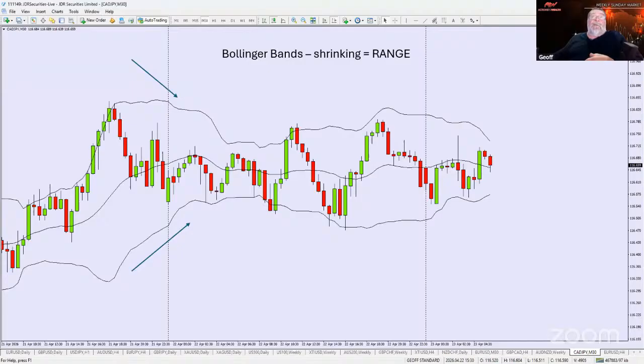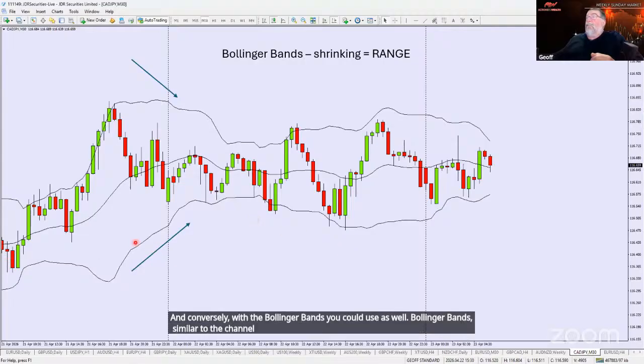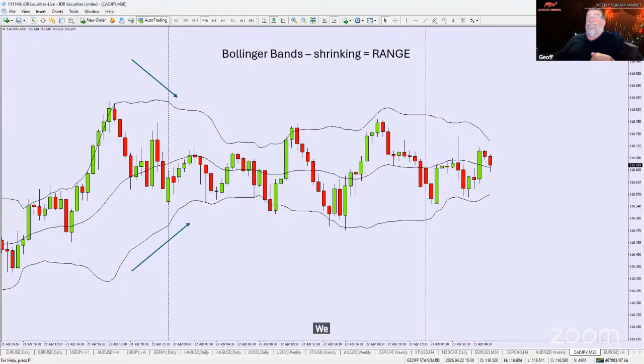And conversely with the ADX, Bollinger Bands you could use as well. Bollinger Bands, similar to the channel that we've just discovered, tell you that we're bouncing off the top, going to the bottom, bouncing off the top, going to the bottom. And if we're not, guess what happens? We can look to go the other way.